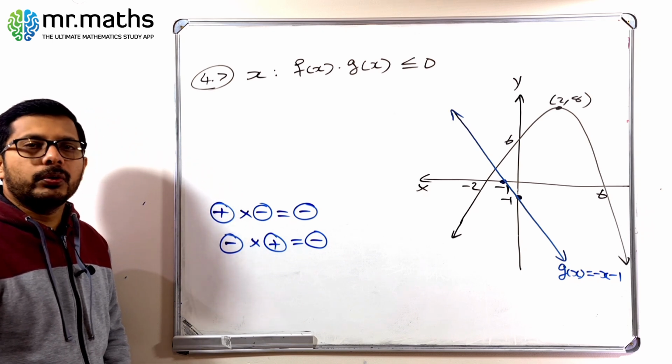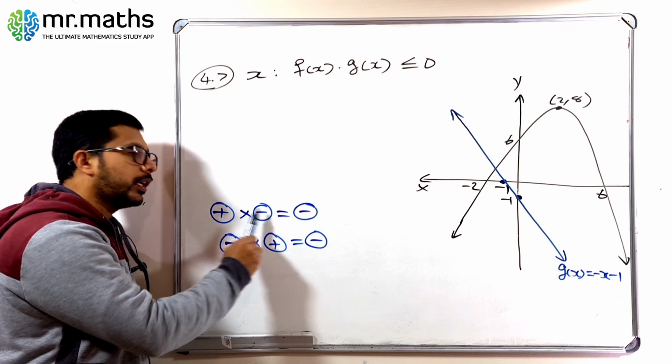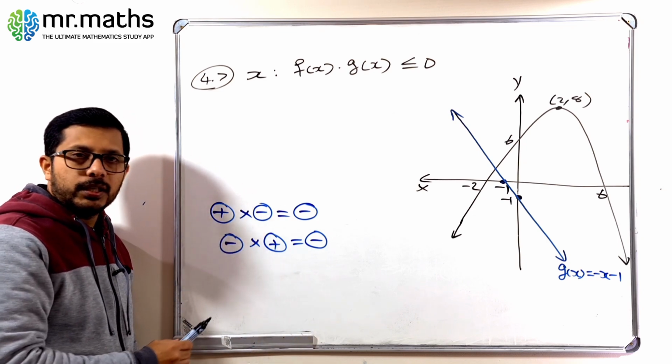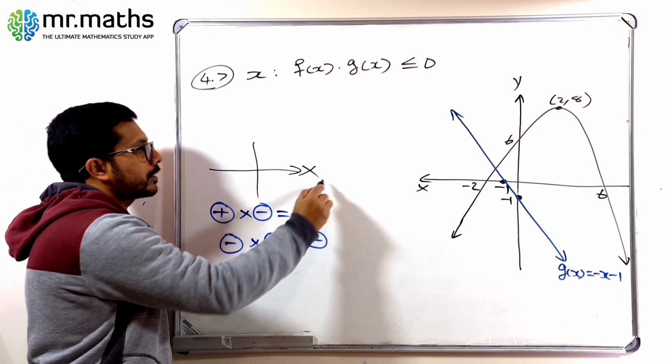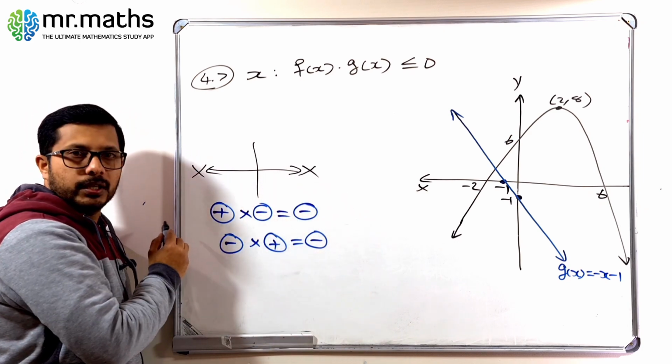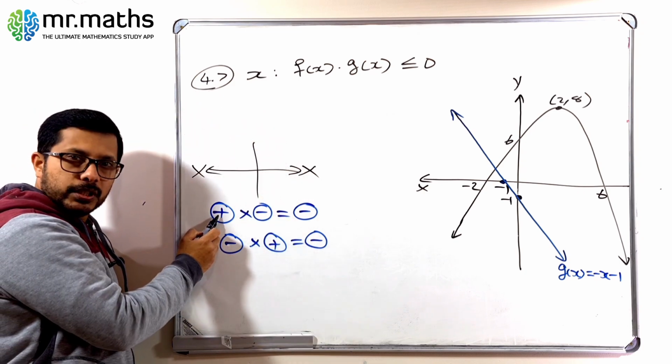Now in the case of a graph, what do positive and negative mean? Try to understand like this: this is the x-axis, am I right? If the graph is above the x-axis, that is positive.